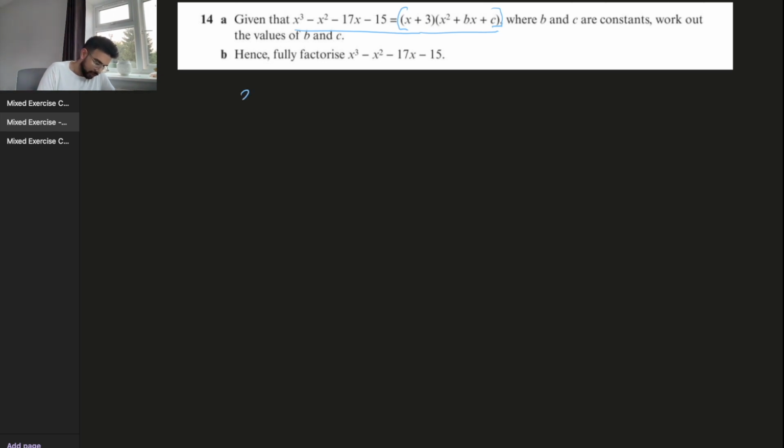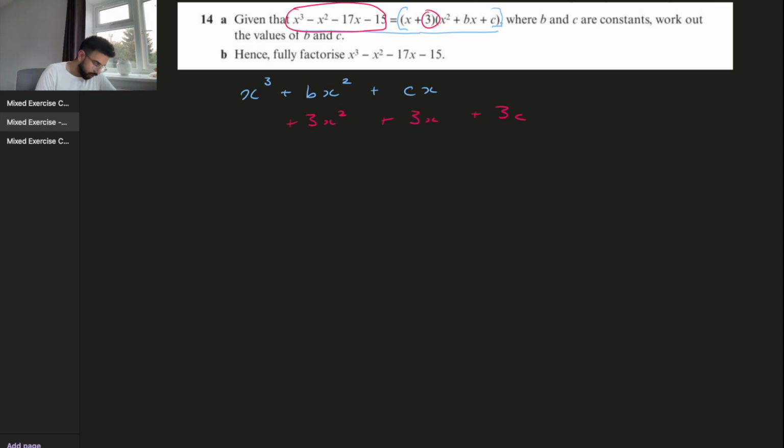So I'm going to get x cubed plus bx squared plus cx, and then I'm going to switch to a color where I'm then going to multiply the quadratic by 3. So we're going to get plus 3x squared plus 3x plus 3c. Now what I'm going to do is essentially equate these values to what we've been given. So let's have a look at this.